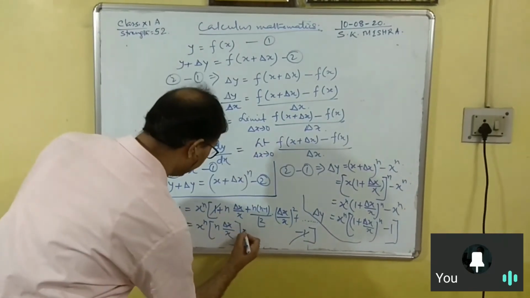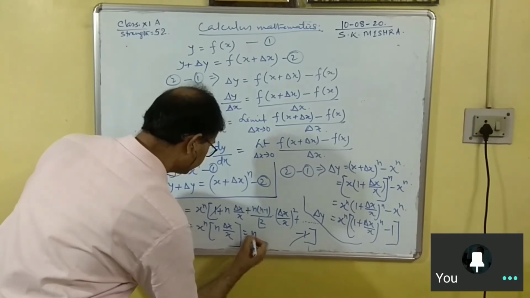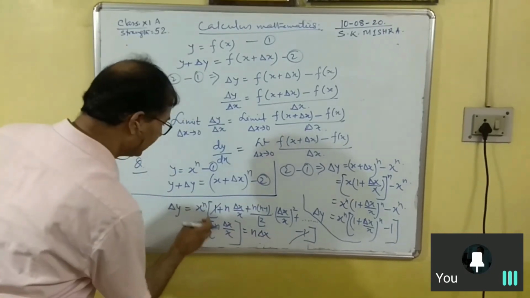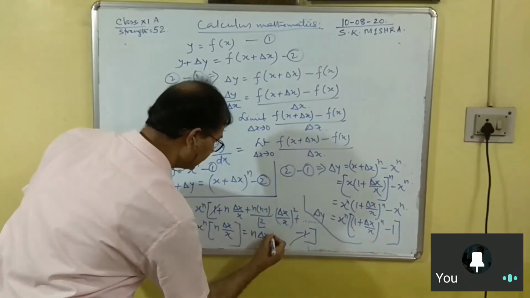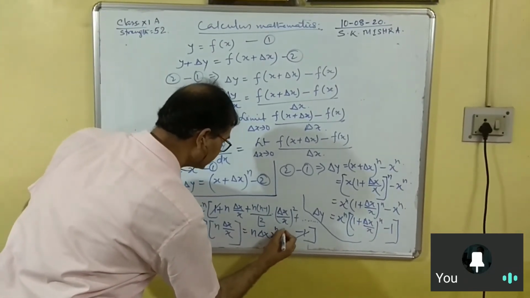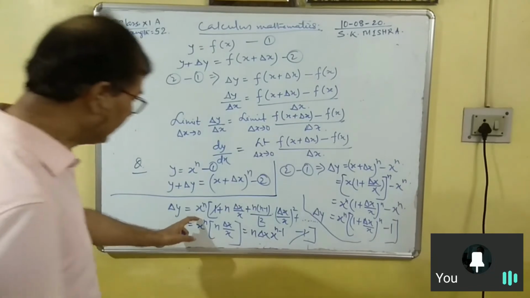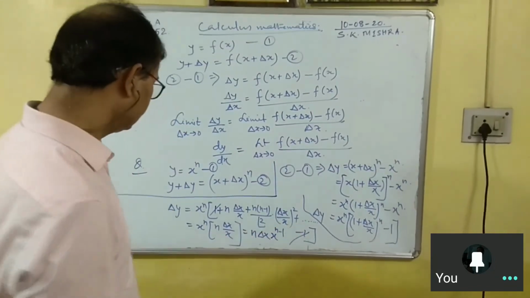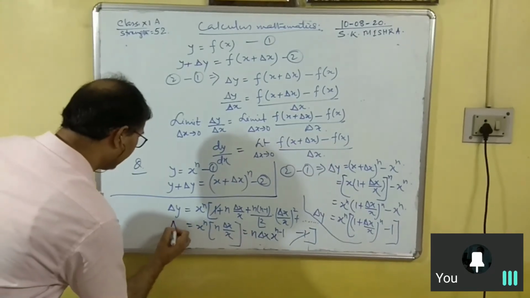Now this is equal to n, see, del x, and then x raised to n divided by x. How much is it? x raised to n divided by x is x raised to n minus 1. So on the left side it is del y.